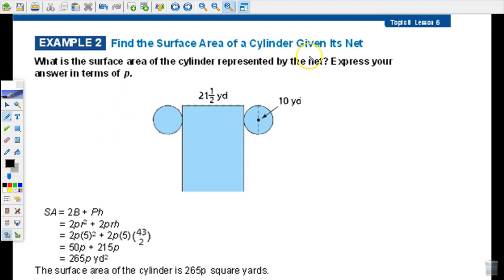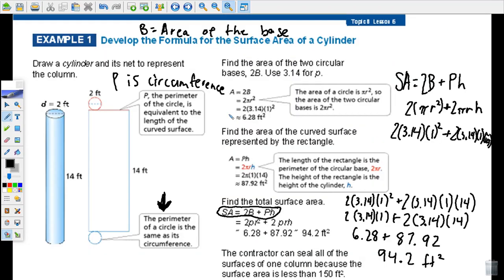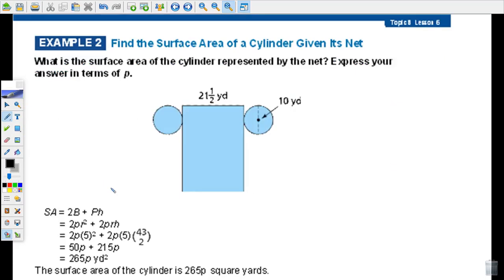Find the surface area of a cylinder given its net. So this is the exact same thing, okay? It's just this was before a cylinder and then they turned it into a net. They gave us the net. So basically we're just doing the same thing as before. So SA equals 2B plus pH.